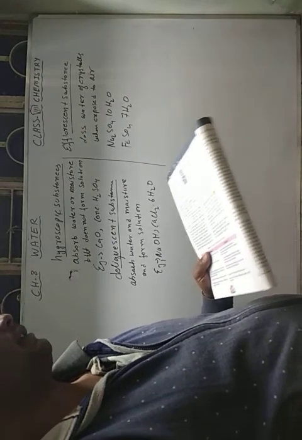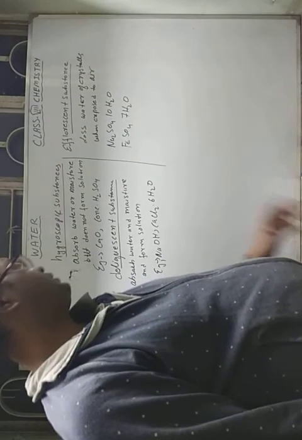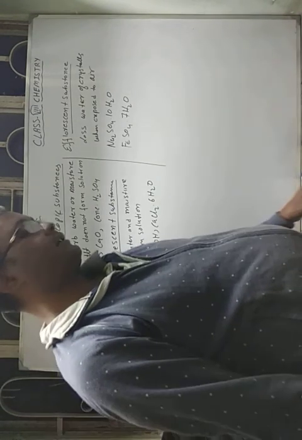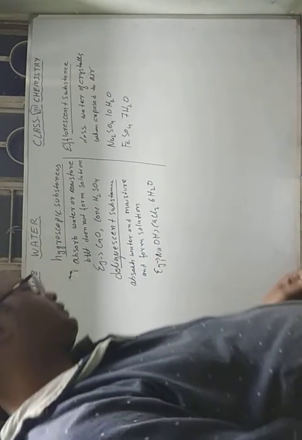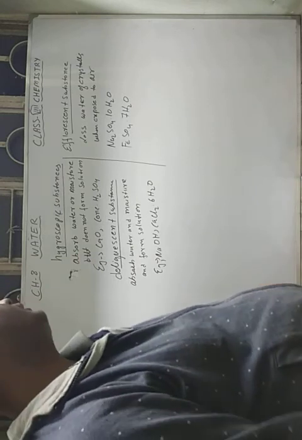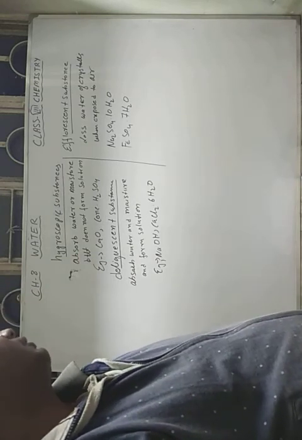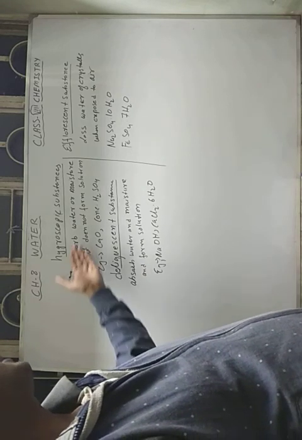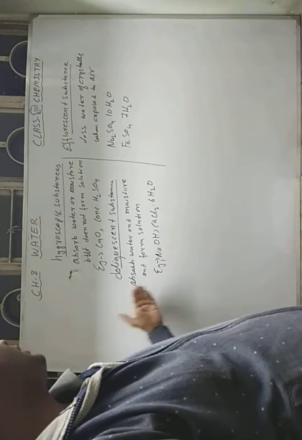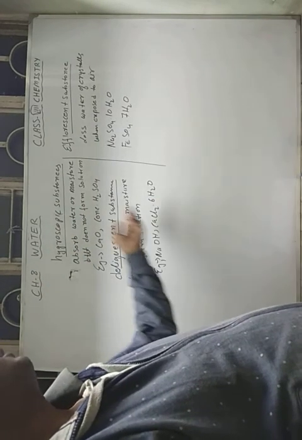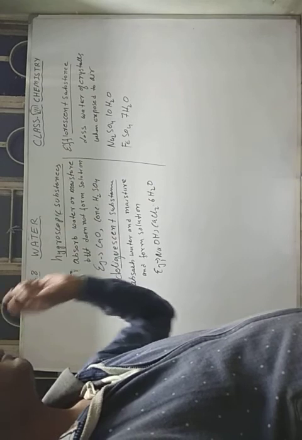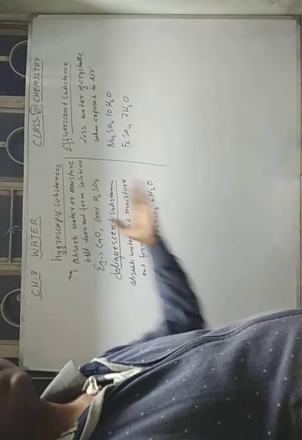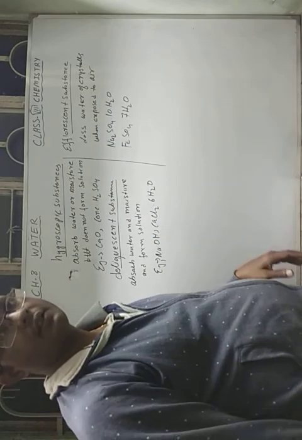So these are the examples of the three types of substances: hygroscopic substances, deliquescent substances, and efflorescent substances. We have seen that some absorb water but do not form solution, some absorb water and form solution, but efflorescent substances are just opposite to these two, because when they are exposed to air they will lose moisture to form anhydrous salts.